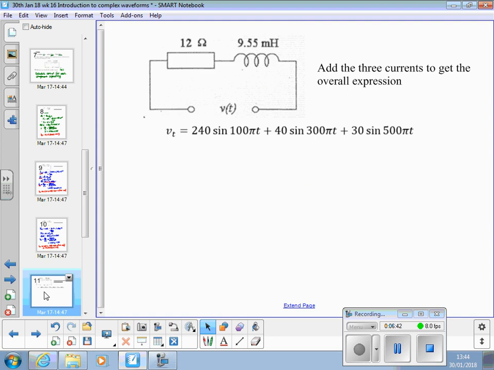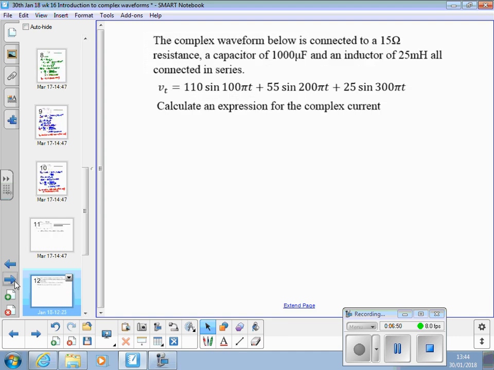Then go ahead and see if you can do a similar thing with that circuit. Hang on, I got the wrong one. There's another example. That complex waveform is connected to a 15 ohm resistor, a capacitor of 1000 microfarads, and an inductor of 25 millihenries in series. Calculate an expression for the complex current.